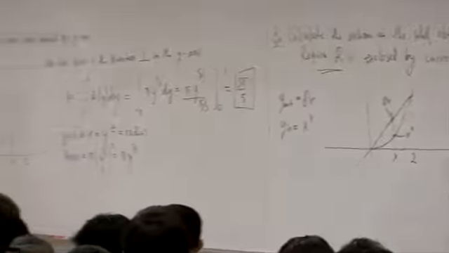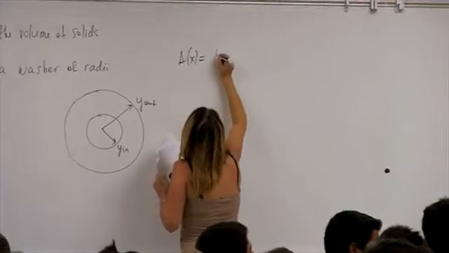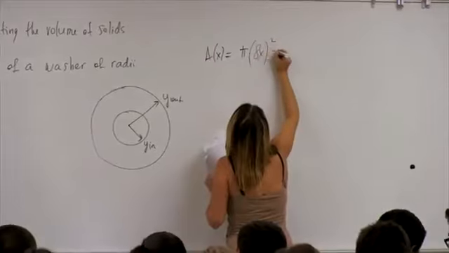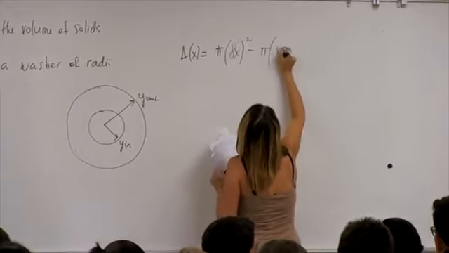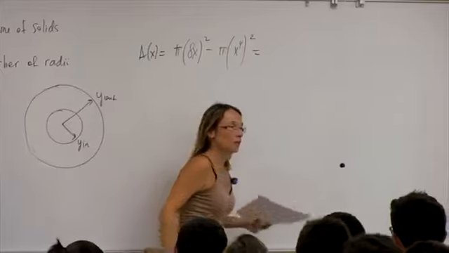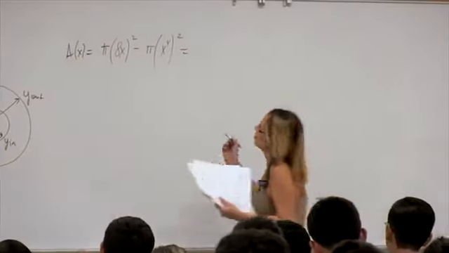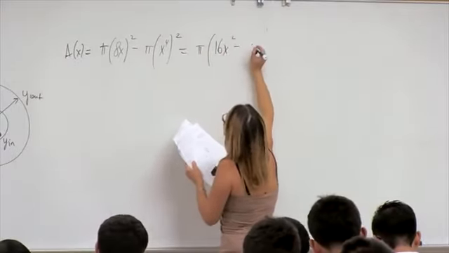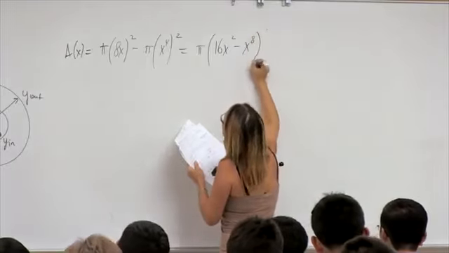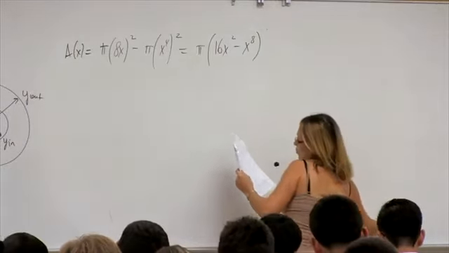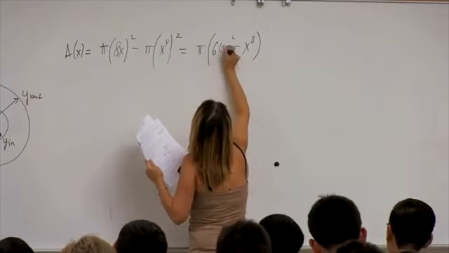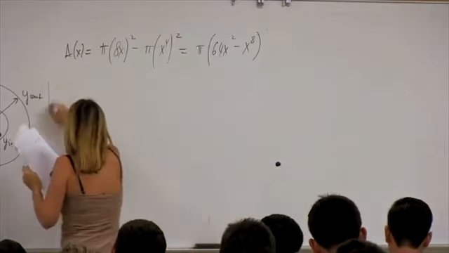Now I go back, and I can calculate A of x is pi, and I have 8x squared minus pi x to the fourth squared. At this point, I can simplify a little bit, and then I'm almost done. So I have 64x squared minus x to the 8th. Like this. And I'm done with the hard part.